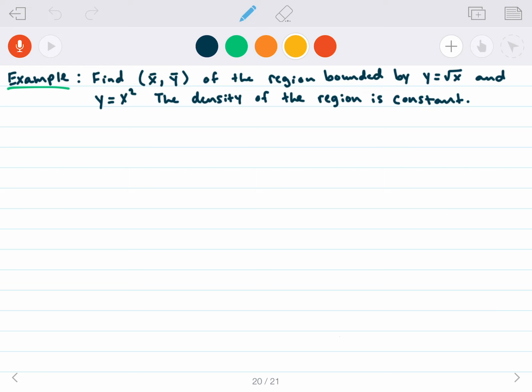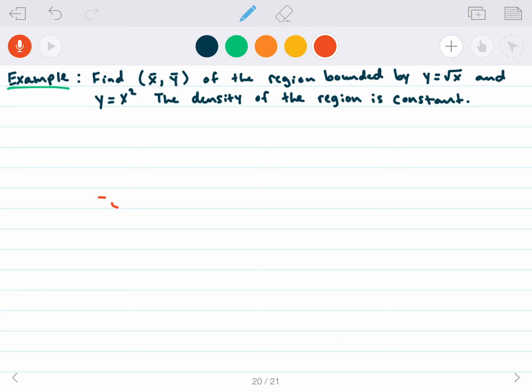We want to find the center of mass of the region bounded by square root of x and x squared, and it says the density of the region is constant, which is cool. That's going to be good. So what are we expecting with a constant density? Well, we're expecting that the center of mass is in the middle, basically, of these two functions, of this region. So let's go ahead and sketch our picture for these curves.